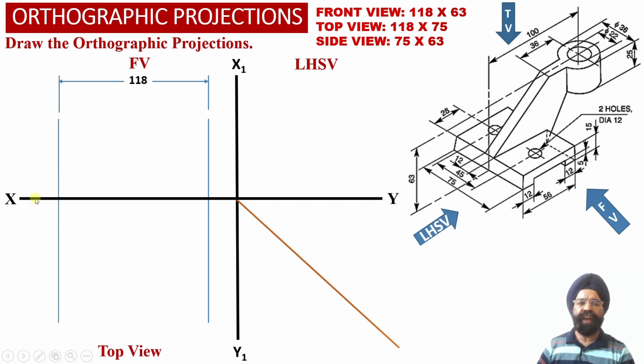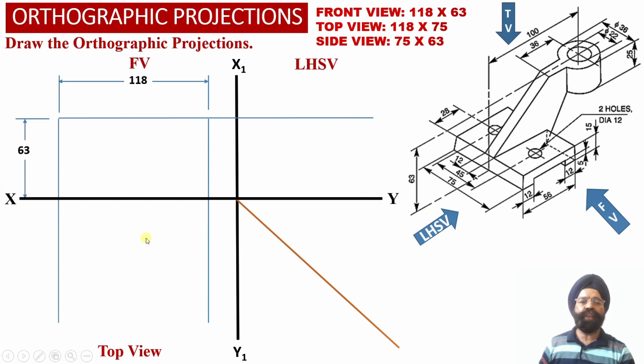So now we are going to measure a distance of 63 millimeter above the XY reference line or the ground level and obtain a horizontal projector line into the front view orthographic projections, and we are going to extend this horizontal projector line into the left hand side view orthographic projections over here, because into the left hand side view projections as well we are going to require height of the solid as 63 millimeter over here.